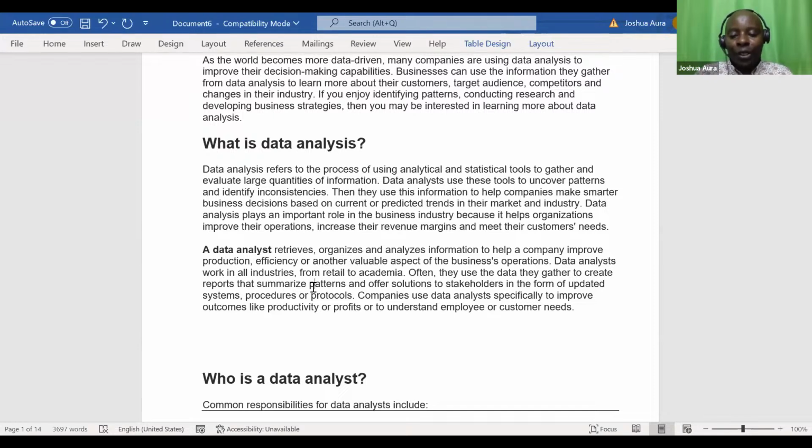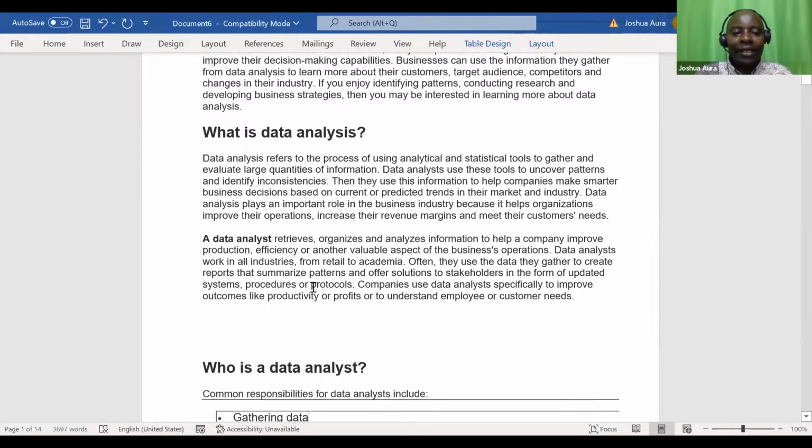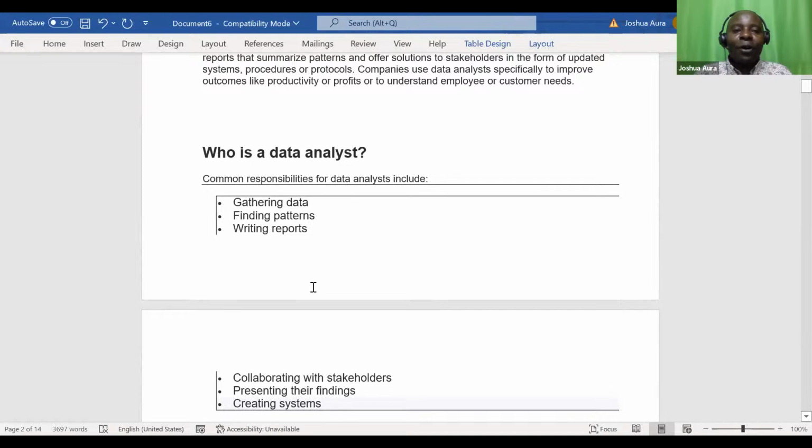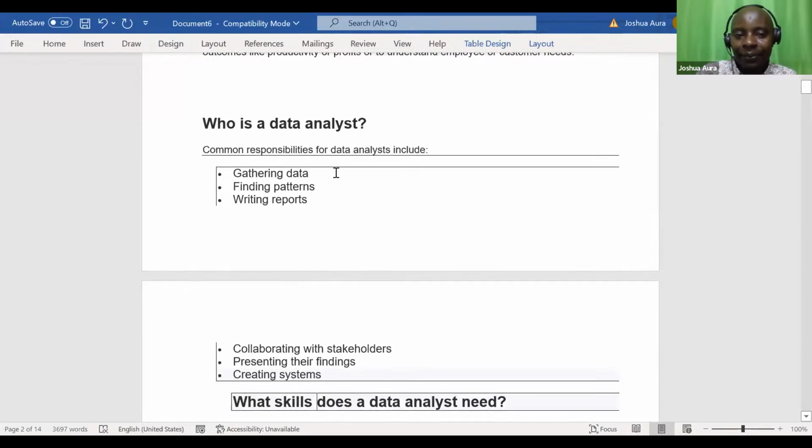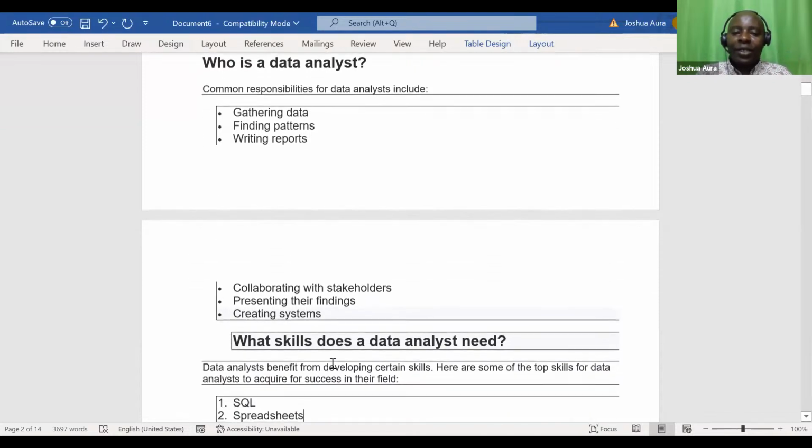Now listen here, who is a data analyst? Common responsibilities for a data analyst would include gathering data, finding patterns in this data, writing reports, collaborating with stakeholders. If you're a data analyst, you will be the one to tell these stakeholders that should we implement this system, this is what is going to happen. If it's employees, for example, this is how your jobs will be affected. If it is a shareholder, this is how your profitability will be. Presenting their findings, creating systems.